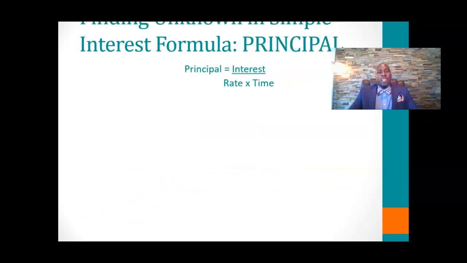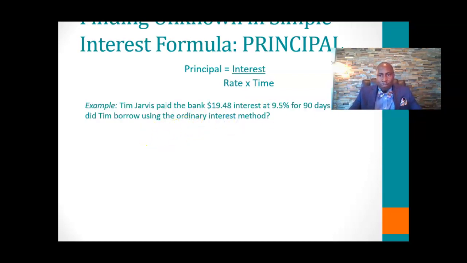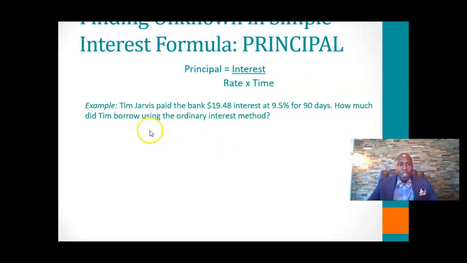Now let's say that I'm trying to solve for one of the unknowns, whether it's the principal, interest, rate, or time. We can rewrite our formula to get any unknown variable by itself to solve for it. For example, Tim Jarvis paid the bank in interest $19.48 at 9.5% interest for 90 days. The question is, how much did Tim borrow using the ordinary interest method? So now we're trying to find the principal amount.